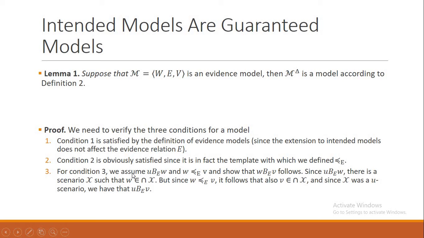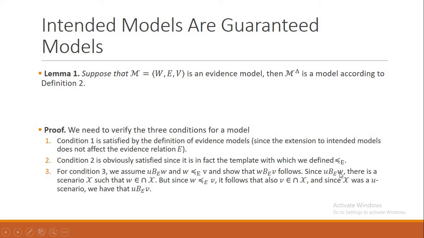Condition 3 said that if world W is accessible by the belief operator, then any other world that is more plausible than W should also be accessible by that same belief operator. It should be accessible to the world we are in. So we assume that W is accessible to U by B, and V is more plausible than W, and show that V being accessible to W by B follows.